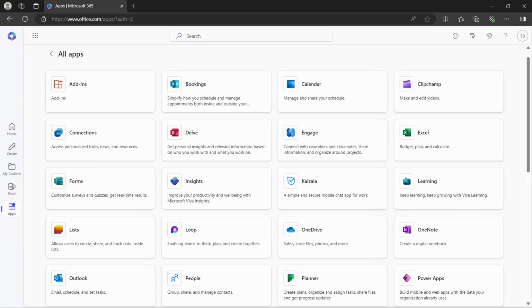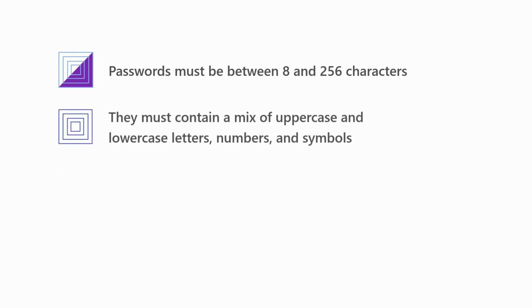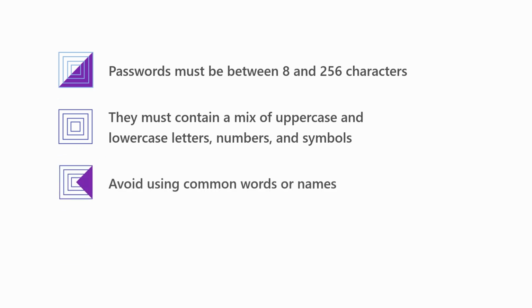Don't forget that there are minimum requirements for passwords when using Microsoft 365. This is to make sure that any new passwords you create are safe and secure. All passwords must be between 8 and 256 characters. They need to contain a mix of uppercase and lowercase letters, numbers and symbols. And when using uppercase and lowercase, keep in mind that passwords are case sensitive. And you should also avoid using common words or names.